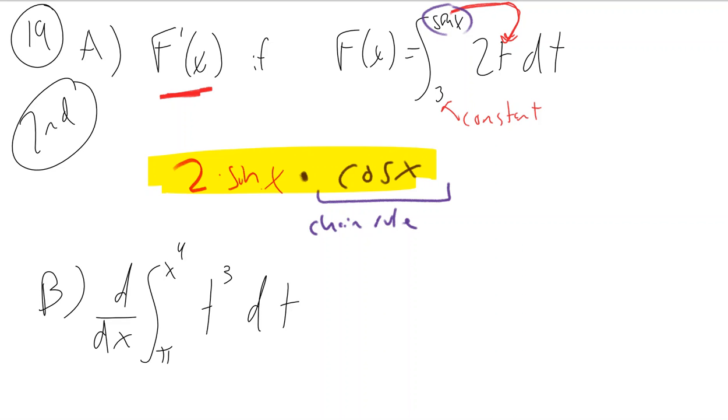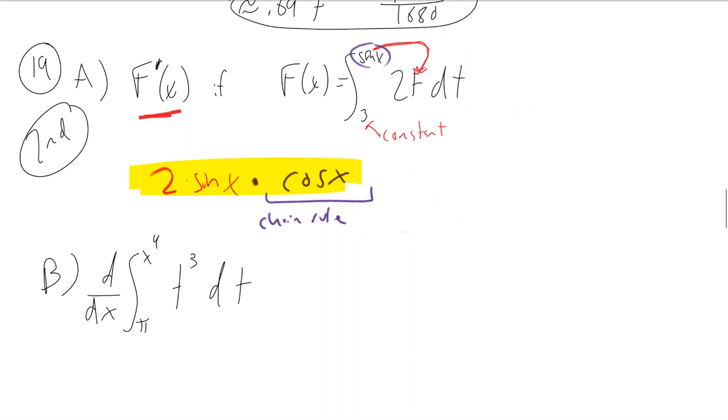So you take the derivative, or you integrate sine? Well, it's asking for the derivative of this function. So you're taking the derivative of the integral from 3 to sine x of 2t. So of sine x, you take the derivative of sine x? Yes.